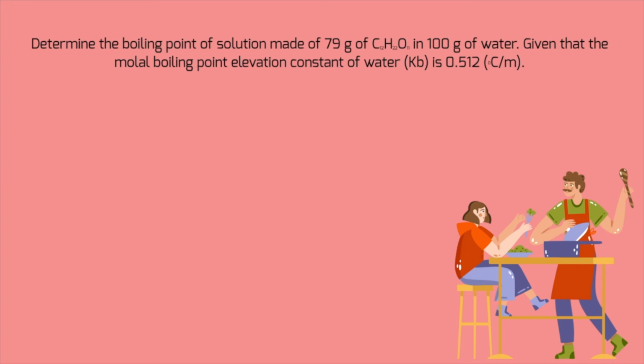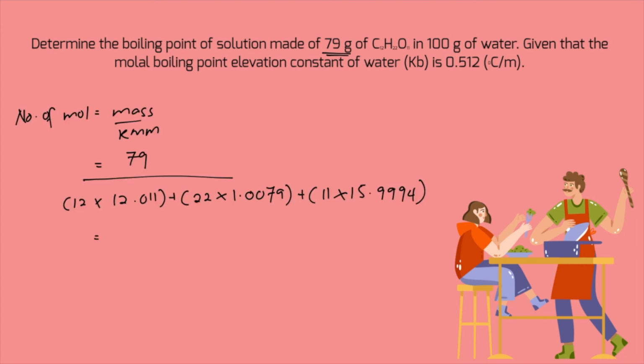Just like I have explained to you before, in any question, if the mass is given to you, it means that you need to calculate the number of moles. So you need to calculate the number of moles of this C12H22O11 beforehand, so that you can further calculate the molality of this solution. So number of moles is equivalent to mass over Mr. You just plug in the mass and divide it by the relative molar mass.